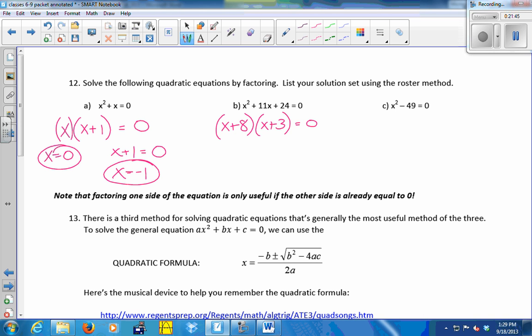And so now I've rewritten this as a multiplication problem, which means I can take each factor and set them equal to 0, right? Either x plus 8 is 0 or x plus 3 is 0. That's the only way I could get an answer of 0 when I multiply them together. So that means that x equals -8 and x equals -3 are my two solutions.